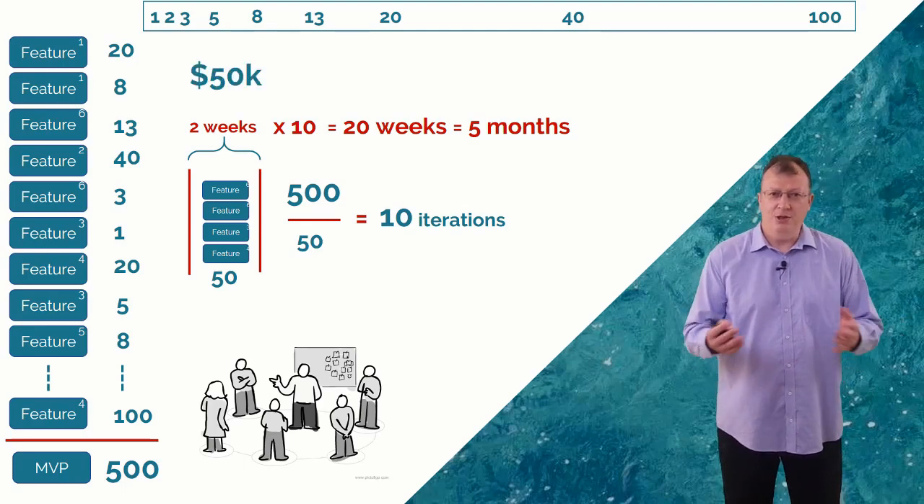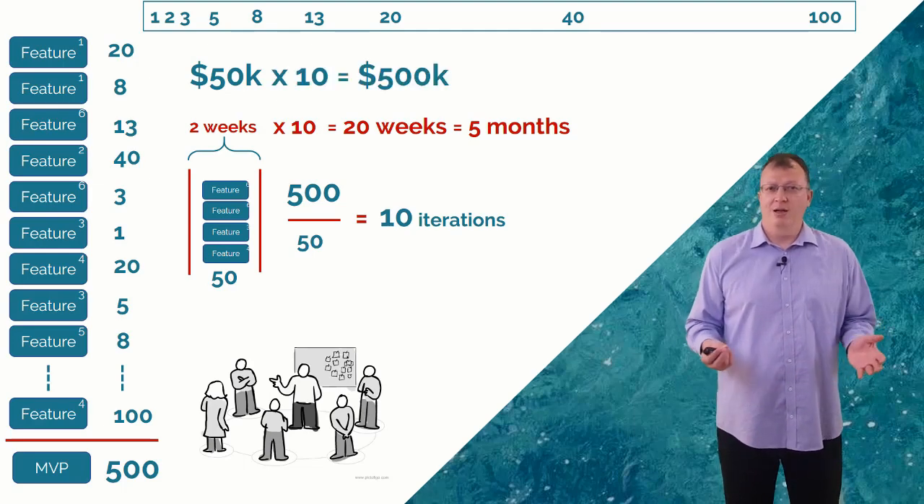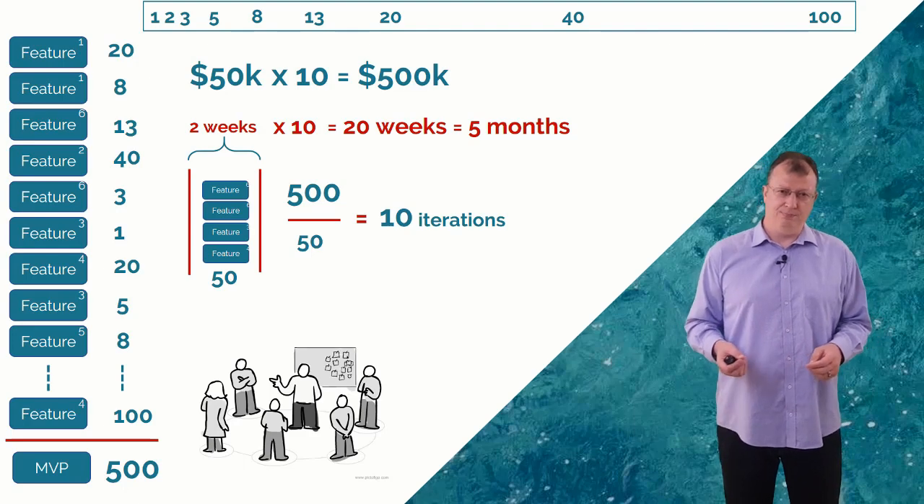And in terms of cost, we said it's about $50,000 for every 2-week iteration, and therefore it's going to be about $500,000 to do this.